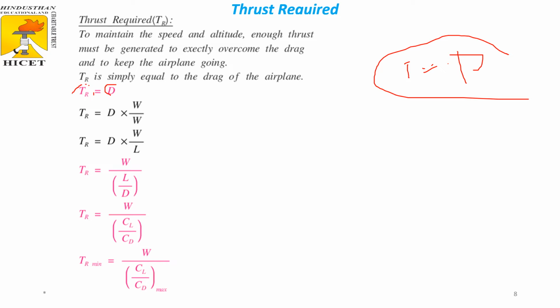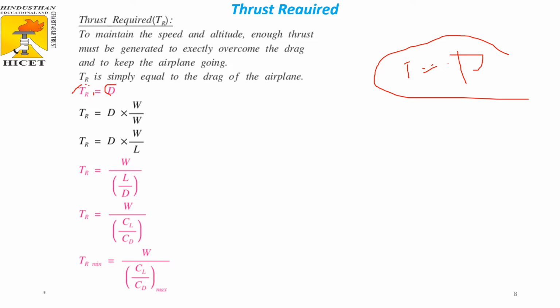For that, we are going to make an equation. From that, we can understand what the minimum thrust required is. Based upon that, we will design our aircraft. For designing the aircraft and installing the power plants, knowing the minimum thrust required and the maximum thrust required is a very important parameter.